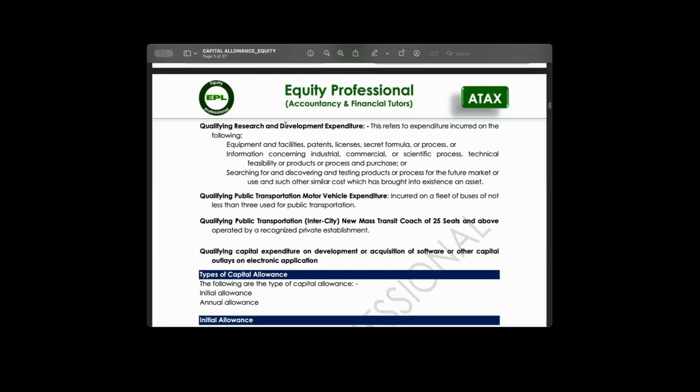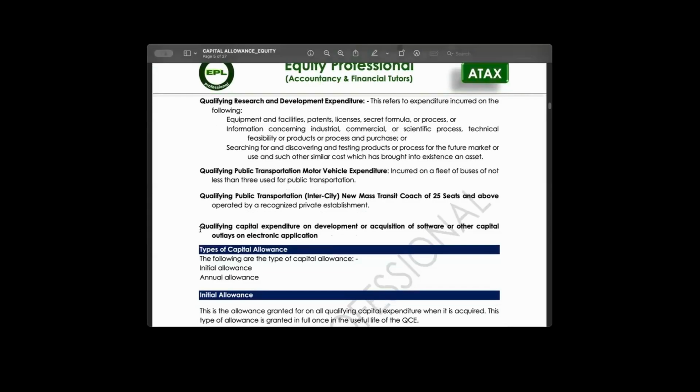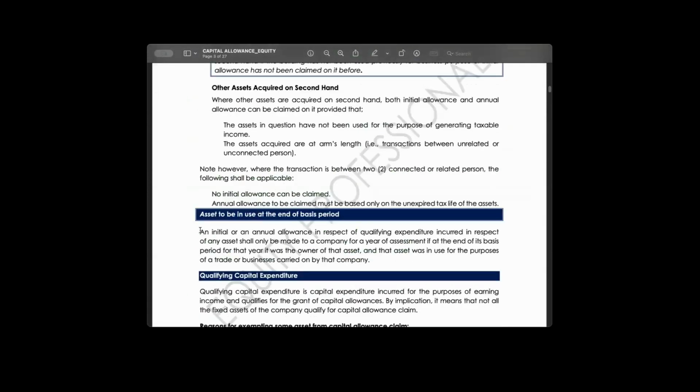Now you remember in those days, it was a big deal for a company to acquire an intercity bus with 25-seater capacity. It was treated as an investment in those days. So even though it's still applicable now, I know that that must have been the reason for the inclusion.